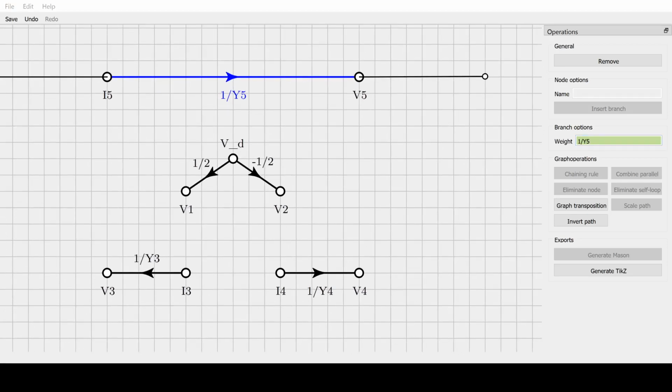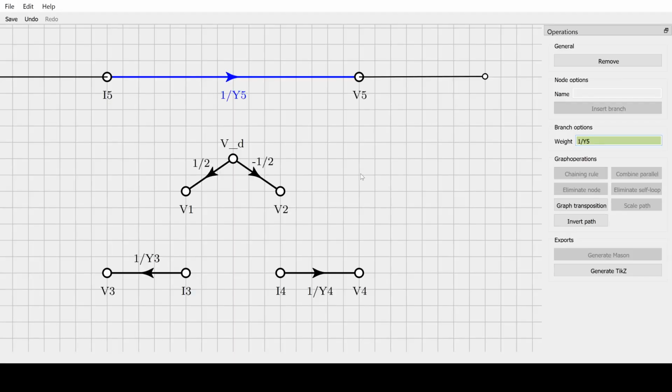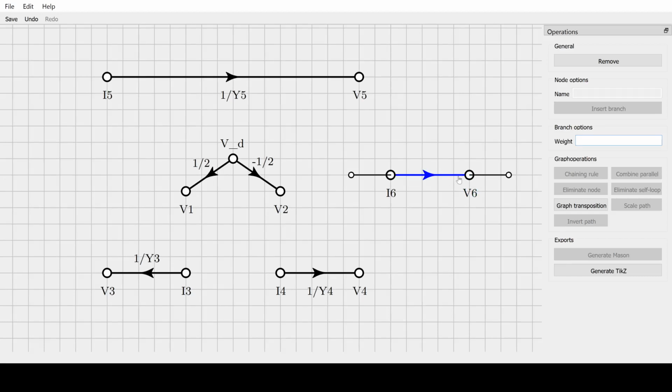And now I also have the output here, also a magic source with a load capacitor on it. So I put the output, which is I6, V6 with between 1 over, very systematic, the whole thing. All right, save.